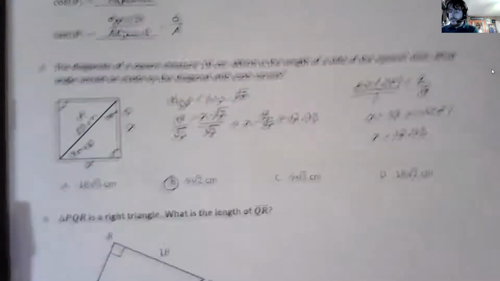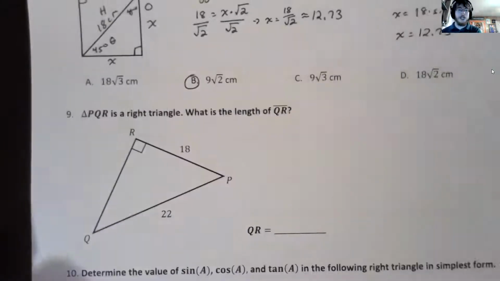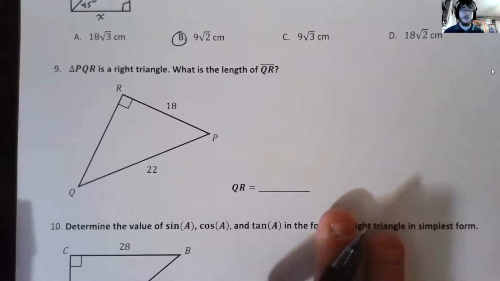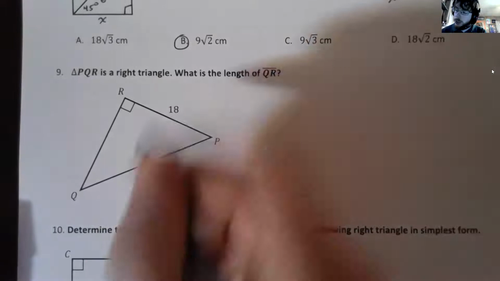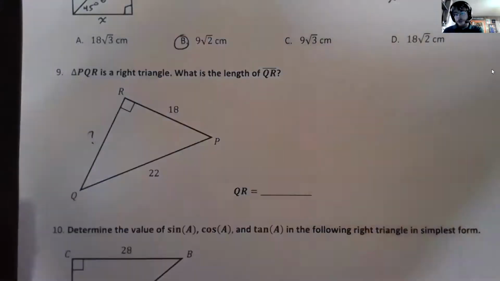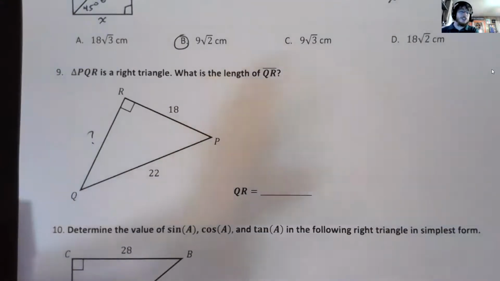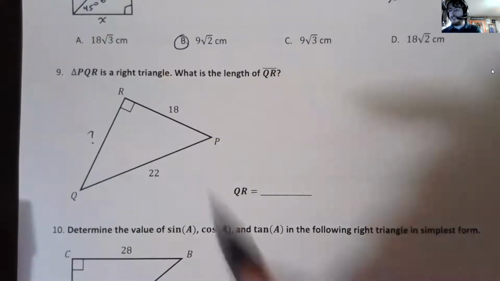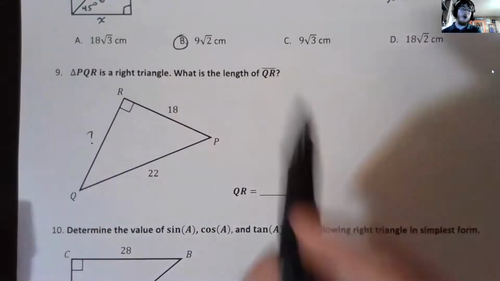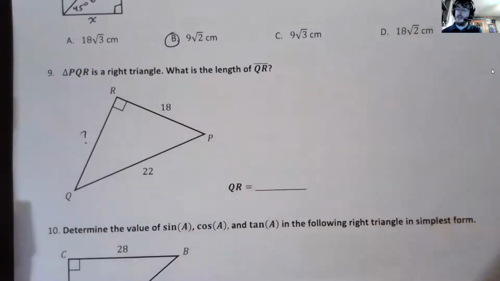All right, number 9. Number 9 says triangle PQR is a right triangle. What is the length of QR? So it wants us to know, what is QR? Now, the key thing here in these types of problems is to look and see what you have. How many angles do you have? How many sides do you have? And if you look here, we can see that we don't have any angles other than the right angle. We only are given two sides.